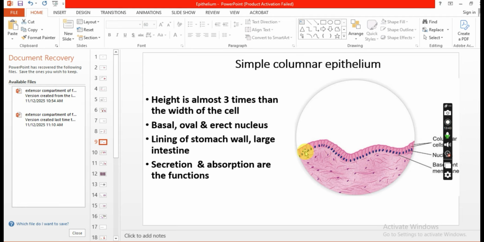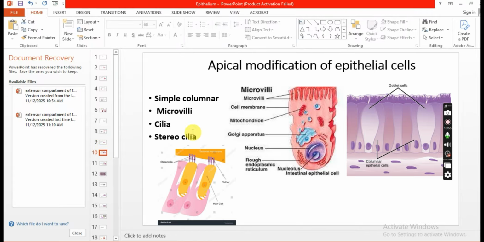You can see this type of epithelium in the stomach wall and the large intestine wall. Now there are some modifications for the columnar epithelium. When we talk about the columnar epithelium, some of the columnar cells show small modifications on the apical part. The apical part of the columnar epithelium shows some modification.